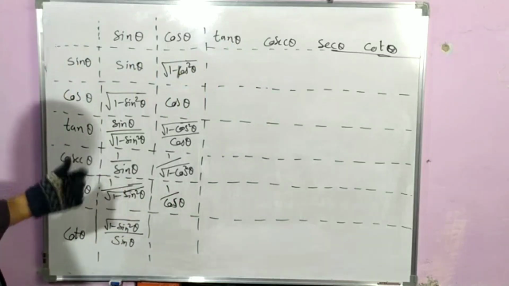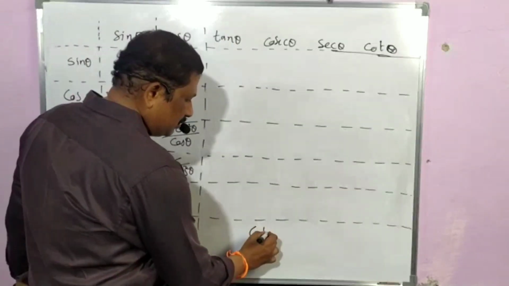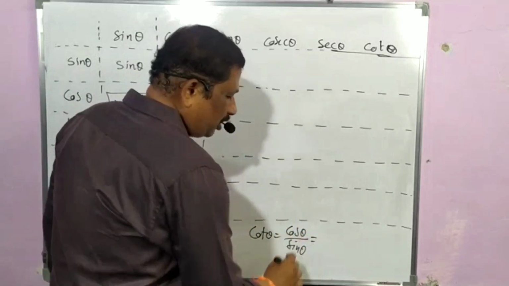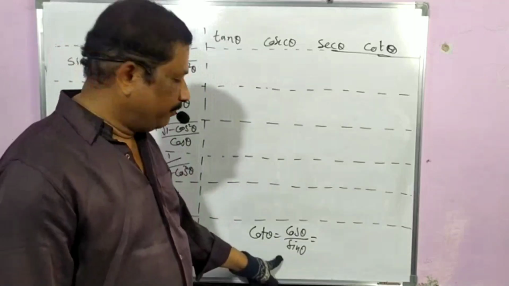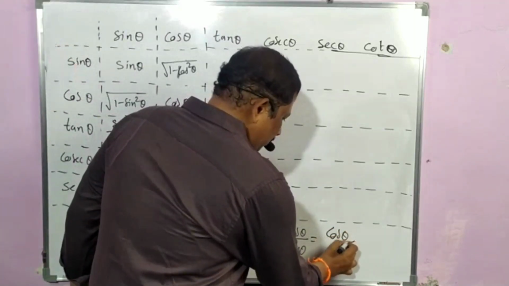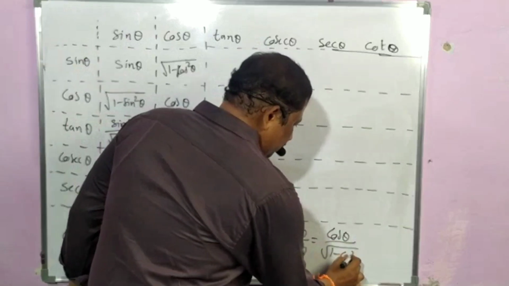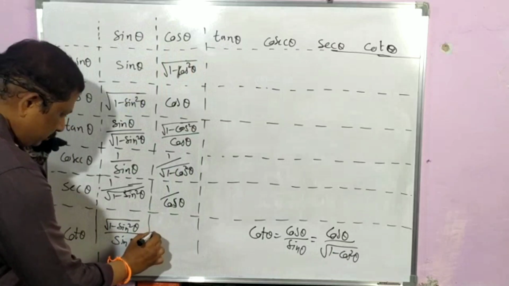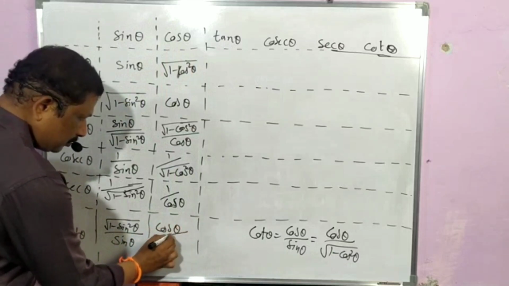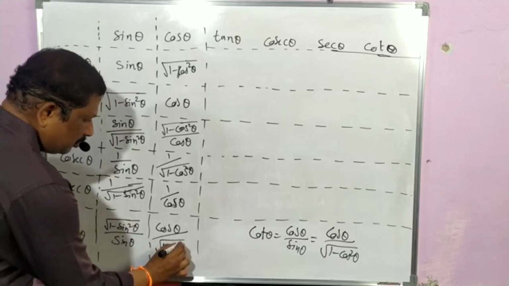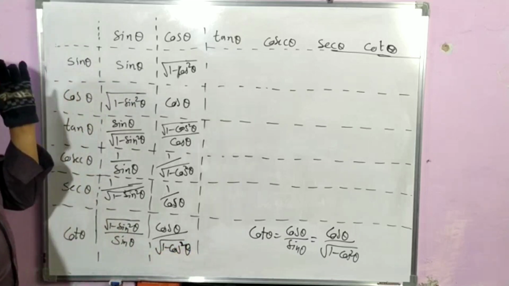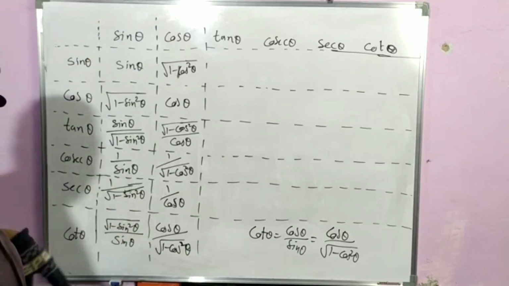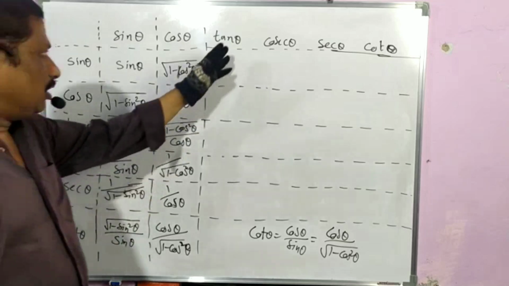Next, cot in terms of cos. Cot can be written as cos theta by sin theta. Here we have to convert the denominator sin theta into cos theta. Sin can be written as root of 1 minus cos square theta. So that will become cos theta by root of 1 minus cos square theta. Okay. So all six trigonometric ratios were written in the form of cos. Next, we will write all trigonometric ratios in terms of tan.